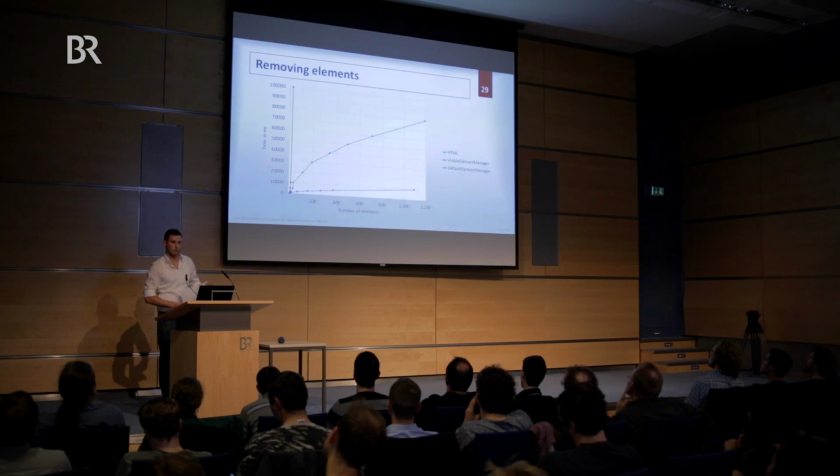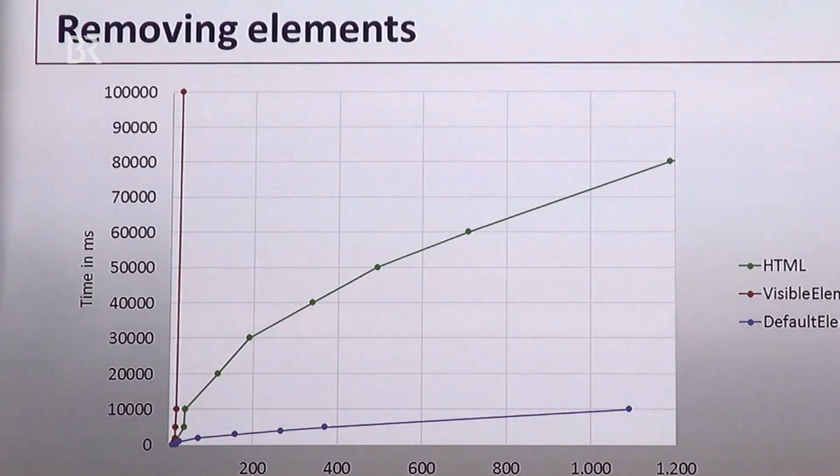Then the next thing is the removing of elements. Here you can see HTML can remove 80,000 elements in a little bit more than 1 second. And the visible element manager, the red line, can remove 100,000 elements in maybe 100 milliseconds. It's really fast. It's just because it only has to throw away the pointer and repaint the picture, and then it's done.